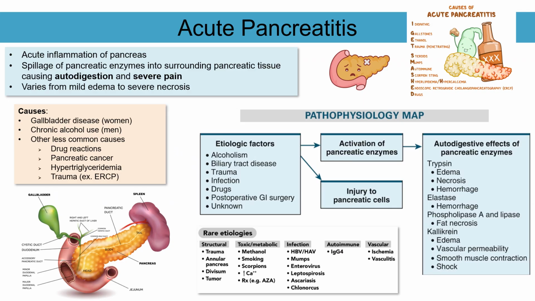Like any other organ, our pancreas can become inflamed and infected. So let's talk about acute pancreatitis. This happens when our pancreatic enzymes spill out of the pancreas into the surrounding pancreatic tissue, and it causes autodigestion and severe pain. So the pancreas is literally breaking down itself. It can vary from mild edema to severe necrosis. So think about it. You have this pancreas. Let's look at this picture down here.